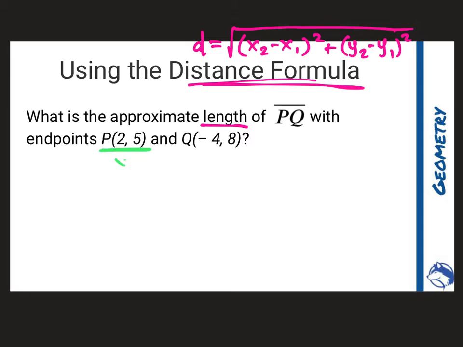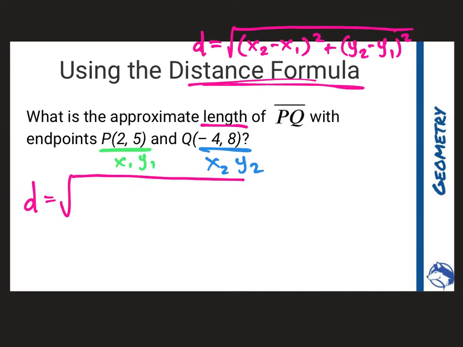I'm going to use this as my x1, y1, and this one as my x2, y2. So let's set it up. I've got d is equal to the square root of, got some pieces in here that I need to do. So my x2 is -4, and my x1 is 2.